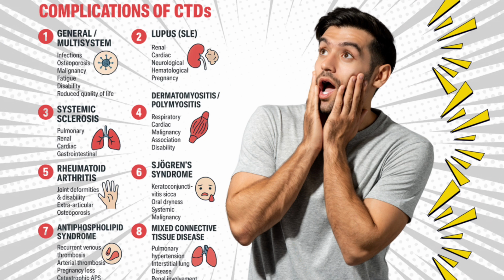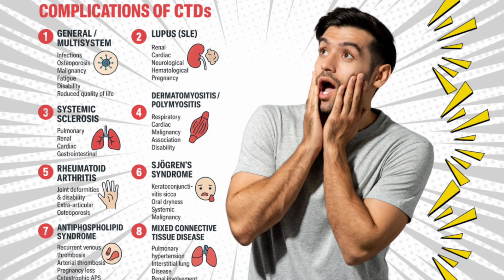Number 3, systemic sclerosis. Here the lungs are the biggest worry. Interstitial lung disease and pulmonary hypertension are leading causes of death. A patient who once walked easily may now struggle to climb stairs because their lungs can't function fully. Renal crisis is another dreaded emergency. Picture a person suddenly developing dangerously high blood pressure and kidney failure within days. Without quick treatment, it can be fatal.